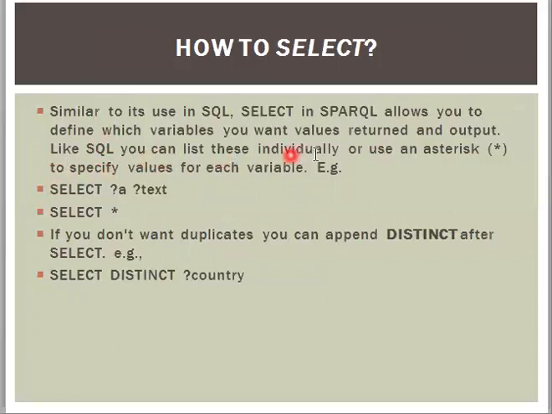As in SQL, you can list these individually or use the asterisk to specify all the variables. Like in SQL, whenever we need to select everything, we use the asterisk. Over here we will do the same: SELECT, then the asterisk represents all the variables defined. If you don't want duplicates, you can append DISTINCT after SELECT. Example: SELECT DISTINCT country. If you don't want the fetched result to be duplicated, you can append DISTINCT after the SELECT clause.